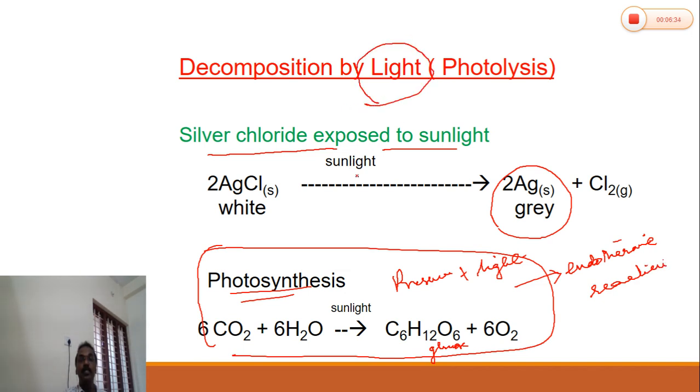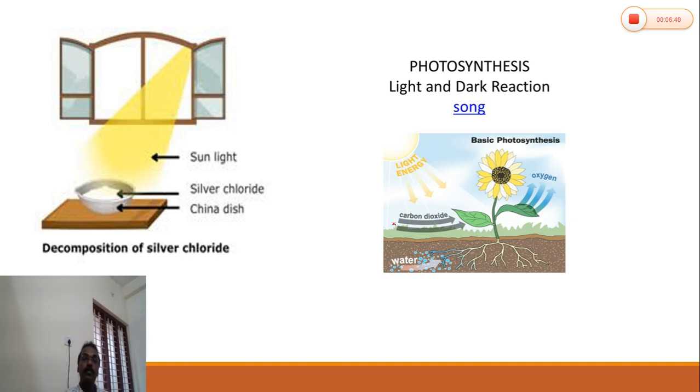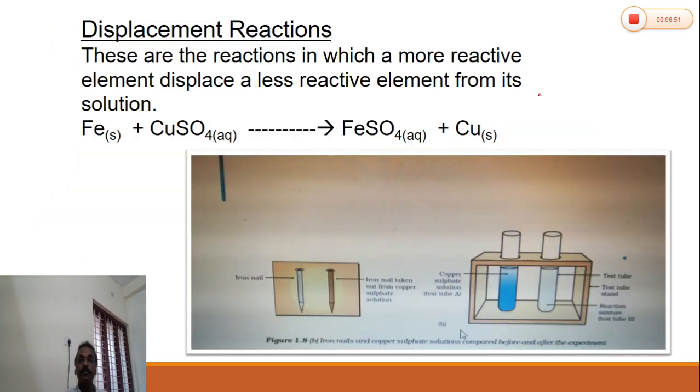In the presence of light, silver nitrate and this. So these are light reactions. This is a diagram showing silver chloride. Silver chloride decomposes into silver and chlorine. This takes place in the presence of light.